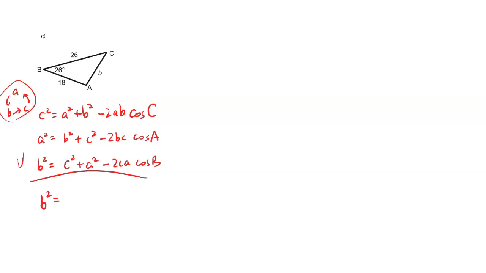By naming convention, opposite of c is right here. So that's your c. Opposite of a is this, so that's your a. Okay, so b squared is 18 squared plus 26 squared minus twice of 26 times 18 times cosine of 26 degrees. Okay, so that's what we need to calculate. So let's do that one by one.